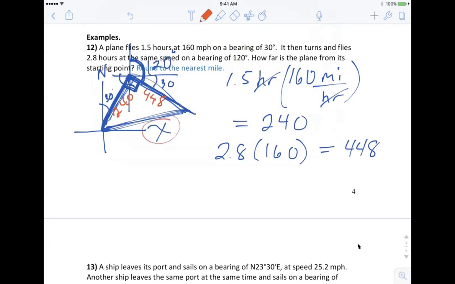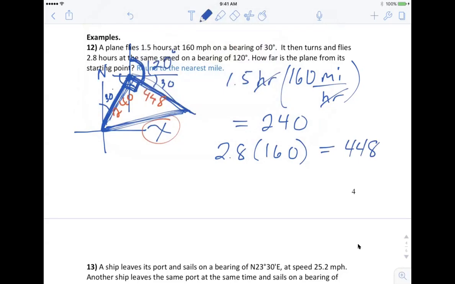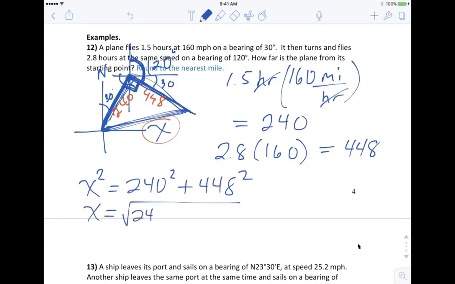What's this distance here? We can see that's the hypotenuse, so that's Pythagorean theorem. And that's all we're going to need. So we have x squared equals 240 squared plus 448 squared. So x is going to be the square root of all of that. And that's what I'm going to enter into my calculator for my final answer.